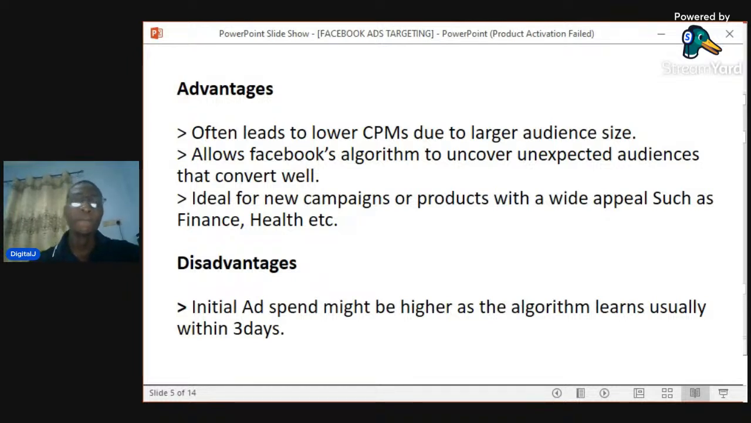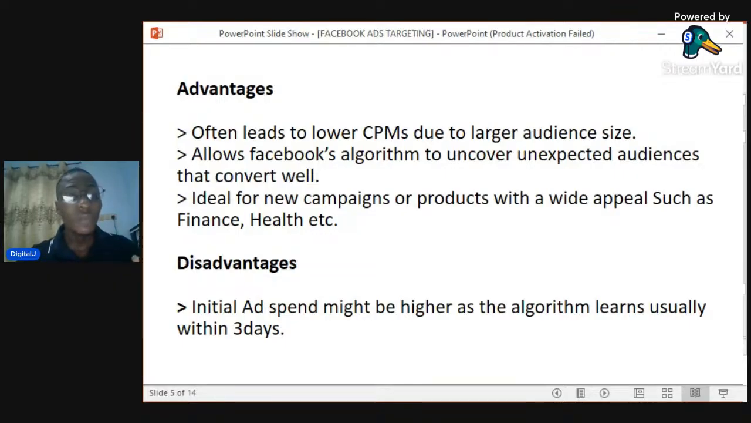Now, broad targeting is also ideal for new campaigns, products with a wide appeal, such as finance, health, and probably fashion. Yeah, because fashion is also broad. Understand? So what this means is that when you are running ads for services that are related to health, related to make money online, related to fashion, it works very well. Do you know why?